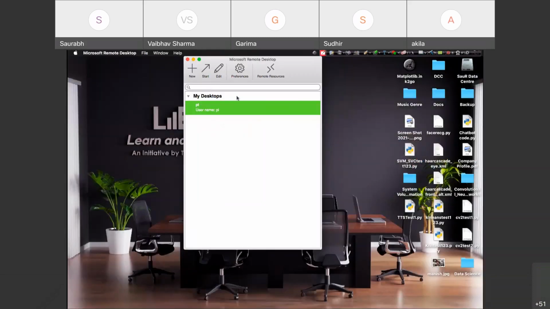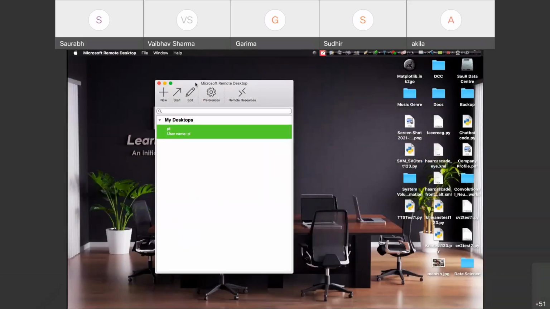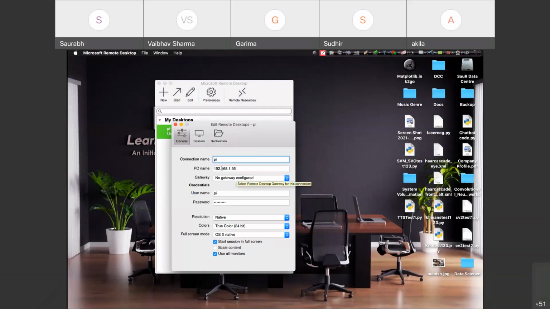I'm using a Mac, and on the Mac I have the Microsoft Remote Desktop application. Here I have made a setting for my Raspberry Pi. The connection name is Pi, and the IP address for my Raspberry Pi is 192.168.1.36. The username is pi and the password is raspberry.